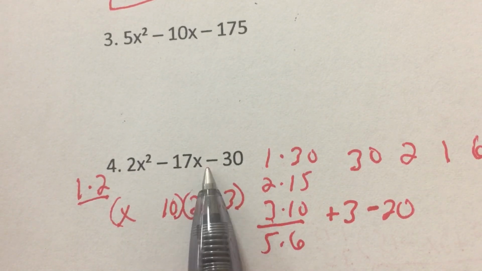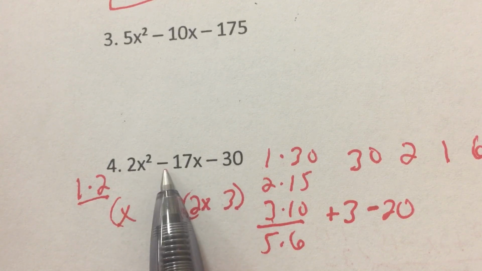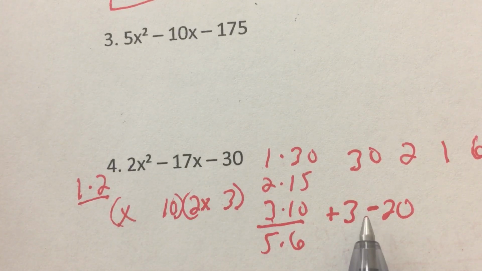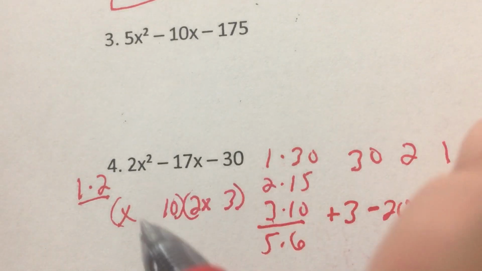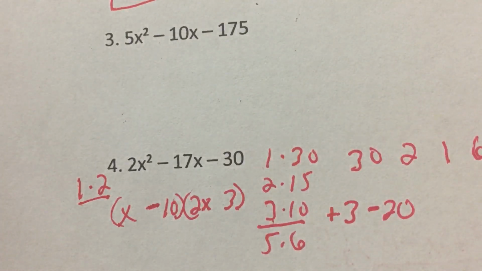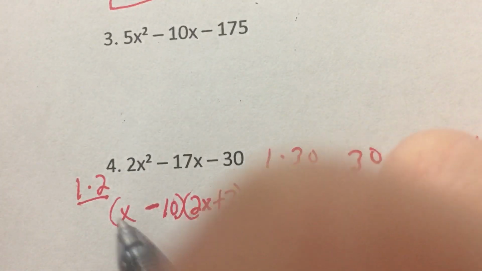My signs are going to be different if the back sign's negative, and the bigger number is going to have to be negative. We notice that here. I need a negative 20 and a positive 3. Well, it's the 10 times the 2 that makes the 20. Since I need that to be negative, that's going to get the negative sign. This is going to get the positive sign.